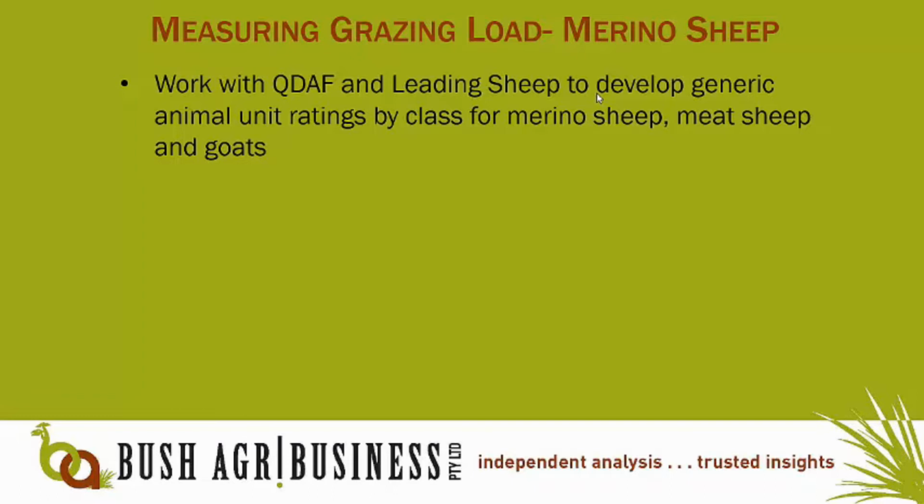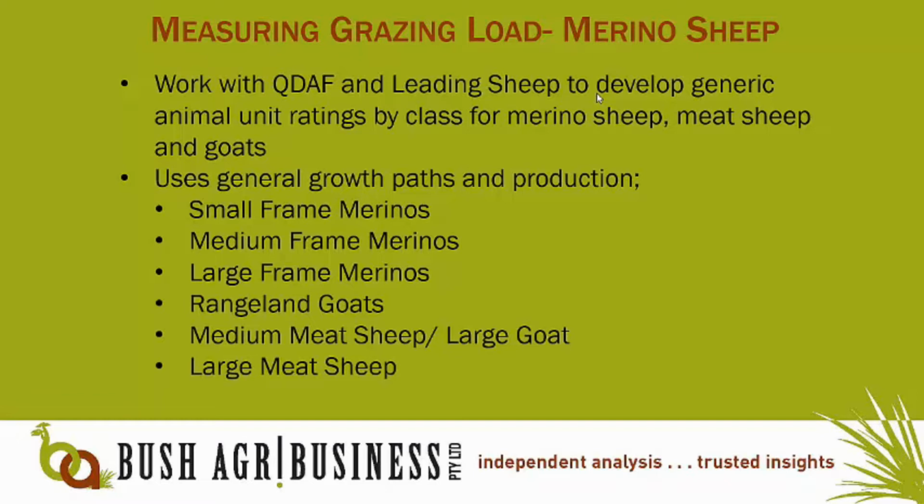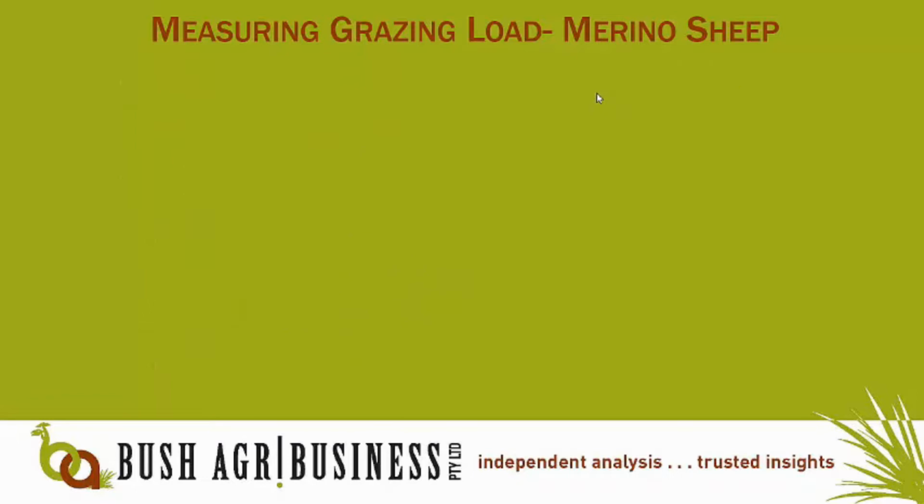You can generate more detailed information if you want, if you've got that data, but this is a starting point based on those general growths, parts and production levels that we compiled with the assistance of QDAF and Leading Sheep. Classes we looked at were small frame merinos, medium frame merinos and large frame merinos as 3 separate animal types. And then rangeland goats, the medium meat sheep and large goat, as they've got a similar growth path and production level, and then the large meat sheep.